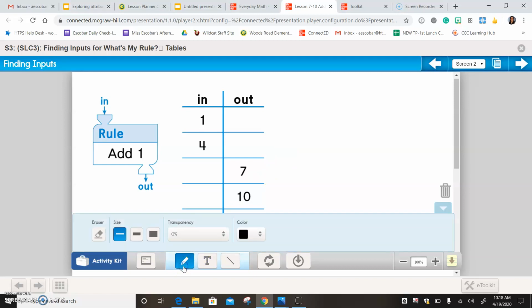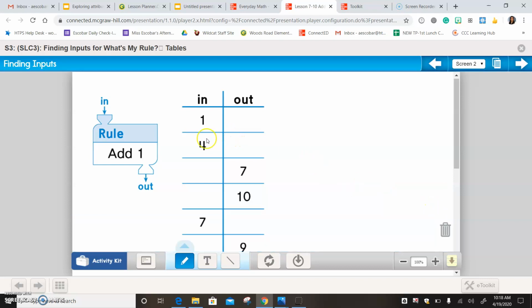So let me just make sure my pencil is working. Perfect. Okay, so the first number is 1, and that's my in number. So 1 goes in. We have to use the rule, add 1. So 1 plus 1, out comes 2, because 1 plus 1 equals 2. Good job. Let's do another one.